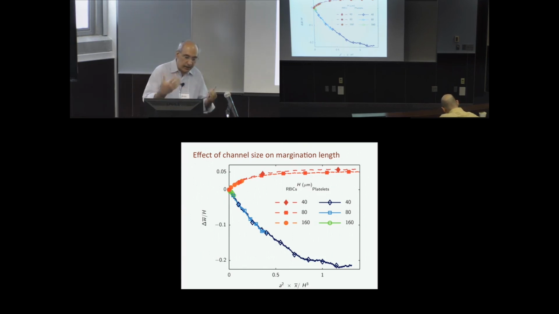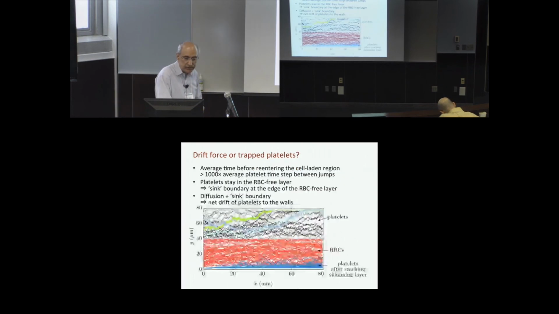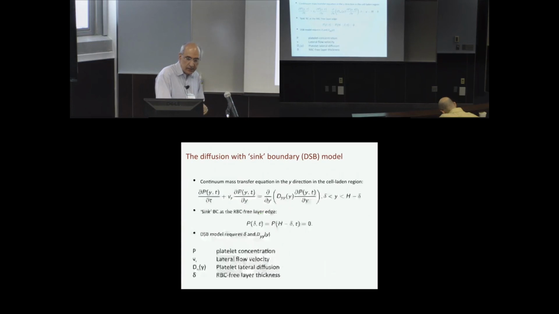So the hypothesis that has been around is that it is the shear-induced diffusion that causes margination, and what I refer to as the RBC-enhanced shear-induced diffusion seems to be the cause of margination. So now if we know the mechanism of this margination, maybe we can model this. Let me move on to the model.